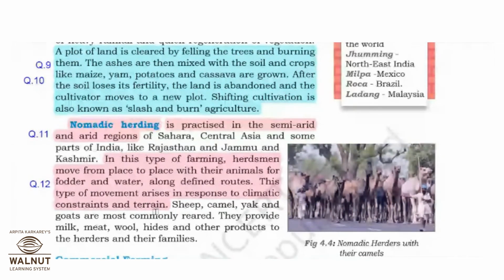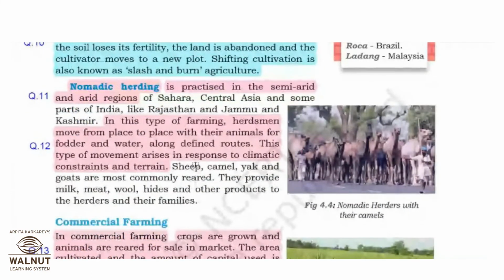So particular areas have been decided by all these people and they were moving with their animals in search of fodder and water along defined routes also. So routes have been decided by themselves. So in this way, these are the factors related to nomadic herding. So which type of animals are they going to carry with them? Sheep, camel, yak and goats.